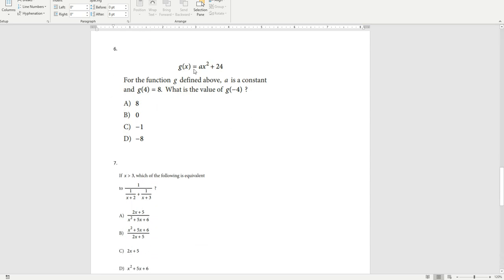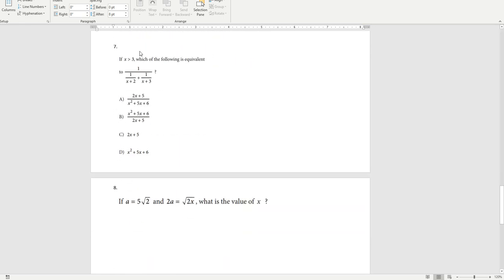So this question in SHST, you should spend like what? If you know the trick of this, that negative numbers being squared and positive numbers being squared are the same value, then you should be able to answer this question in less than 5 seconds. Alright, so let's move on to number 7. If x is greater than 3, which of the following is equivalent?